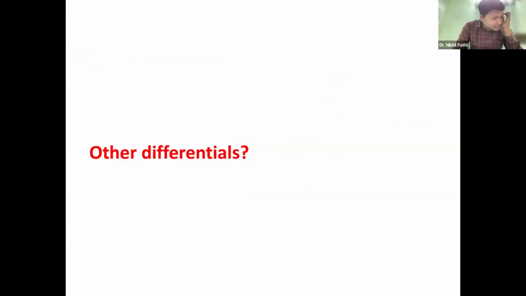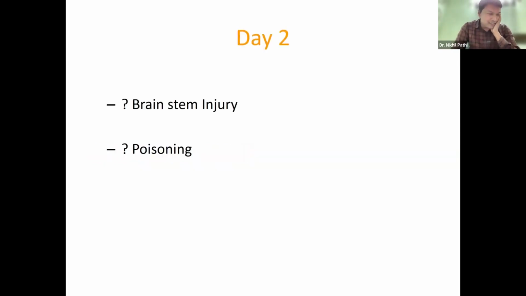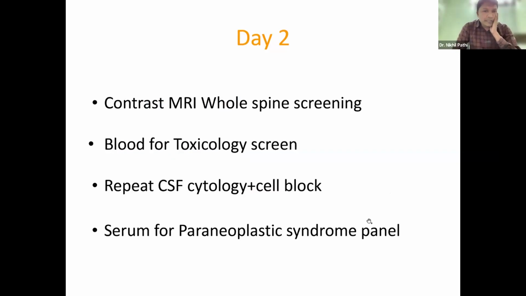Now with this information, we thought of something else. Though I don't think it was a brainstem injury, physical gagging could cause some brainstem injury, but we had a thought whether something like poisoning was done to her. So we planned an MRI whole spine screening and also sent additional blood work for toxicology.